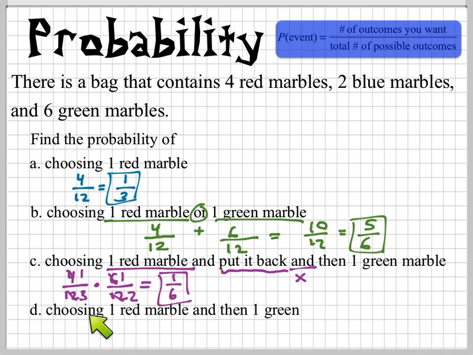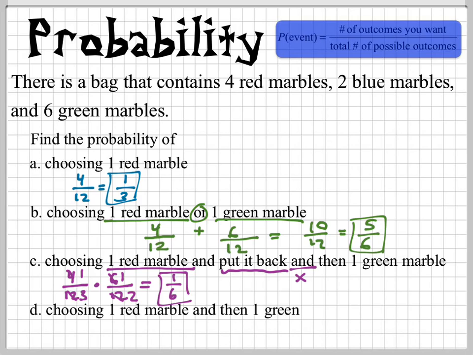Finally, the last one for this page says choosing one red marble and then one green marble. So it's kind of like the same as this one, except what's the difference between C and D? You don't put it back. There's no replacement for this one. You're choosing one red and then you're choosing one green. So let's see how that affects our logic.